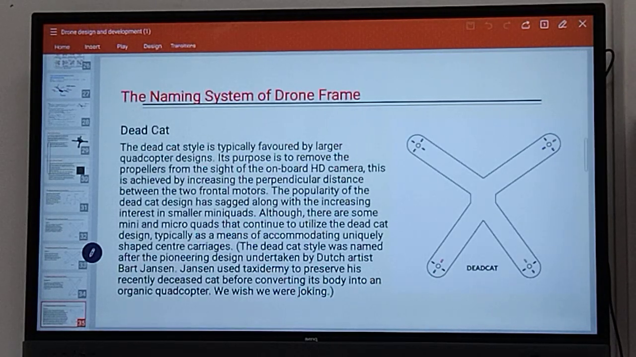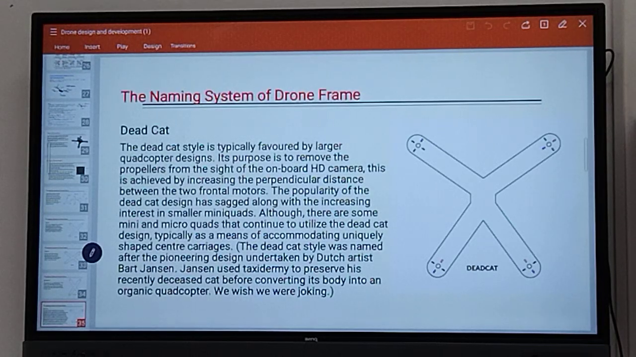Then dead cat. The dead cat style is typically favored by larger quadcopter designs. Its purpose is to remove the propellers from the side of the onboard HD camera. This is achieved by increasing the perpendicular distance between the two frontal motors. The popularity of the dead cat design has sagged along with the increasing interest in smaller quads.